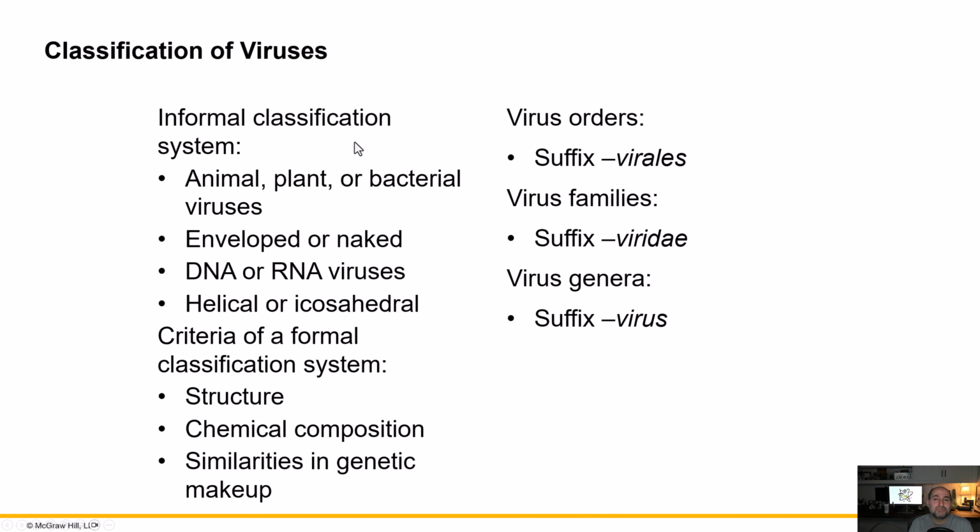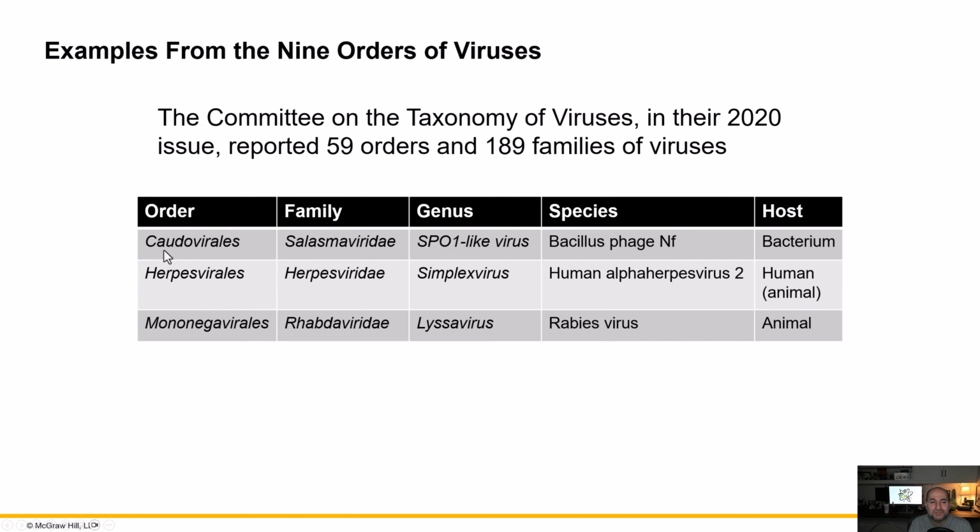Now, I personally prefer the Baltimore system of viral classification. However, you should be aware that there was a previous way of categorizing viruses based on similarities. And this was an informal classification system, which tried to group viruses based on their order, their family, their genus. These classifications included suffixes like virales for the order of the virus, viridae for the family of the virus, and virus for the genus. For example, the order Herpesvirales includes the family Herpesviridae and the genus Simplexvirus, followed by the species Human alphaherpesvirus 2.